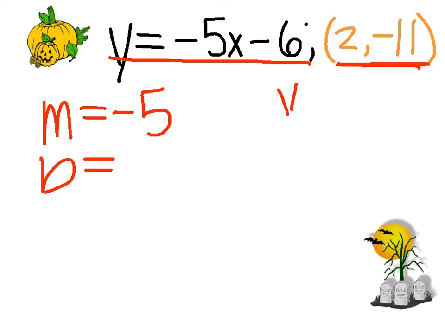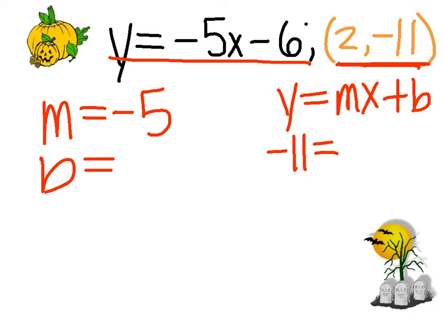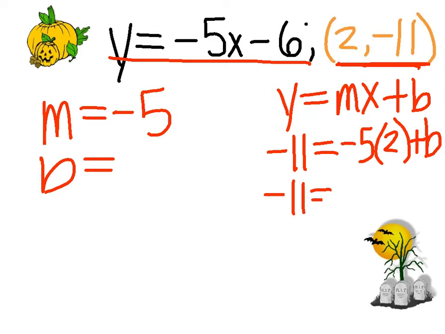Okay, we need to plug in our points. y equals mx plus b. Plug in our y value. What's our y value? -11 is equal to our slope, which is -5. What's our x value? Okay, now we need to solve this equation. We have -11 is equal to -10 plus b. Alright, what do we need to do now?